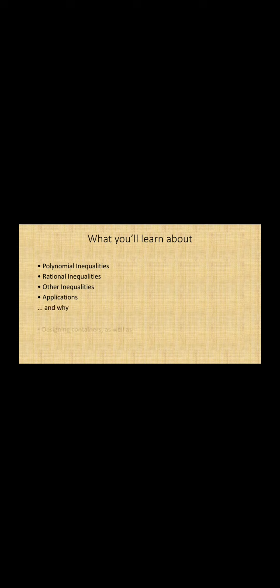So, what you will learn about: polynomial inequalities, rational inequalities, other inequalities, and applications. And why? Designing containers, as well as other types of applications, often require solving an inequality.